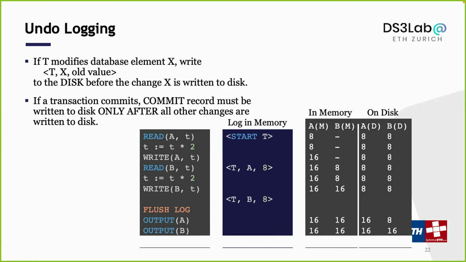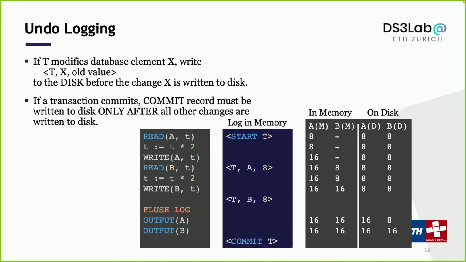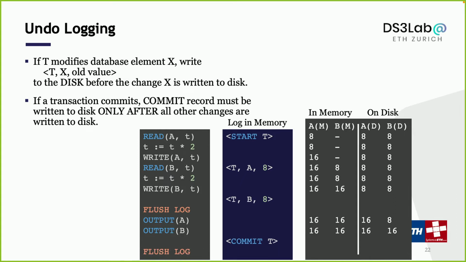Reflect A on disk, reflect B on disk. As you can see, every single time I output A, you change the value of A on your hard drive. Whenever I output the value of B, I change that value on my hard drive. And then you can put a commit record into your log, and then you flush your log. Then you can commit. So this is the protocol. Let's take a break. When we get back, we are going to talk about what happens at every single step if the system crashes.